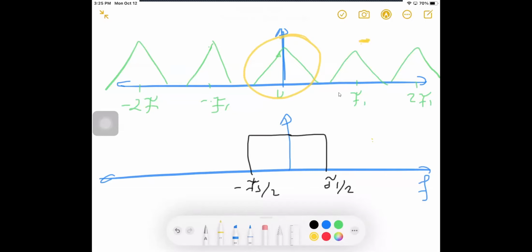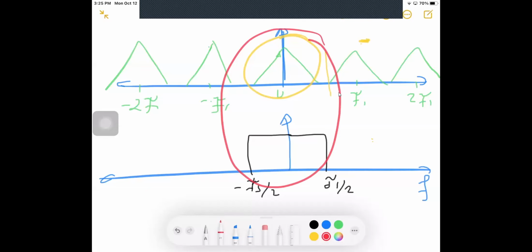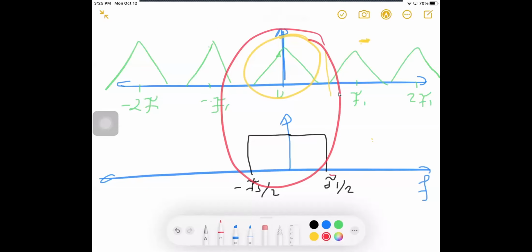So at this region, the original signal is multiplied by 1. Outside the low pass filter, other signals will be multiplied by 0. So in this way, we are going to extract the original signal, which is x of f. So the low pass filter is used to extract the original signal from the replicas of the spectrum.